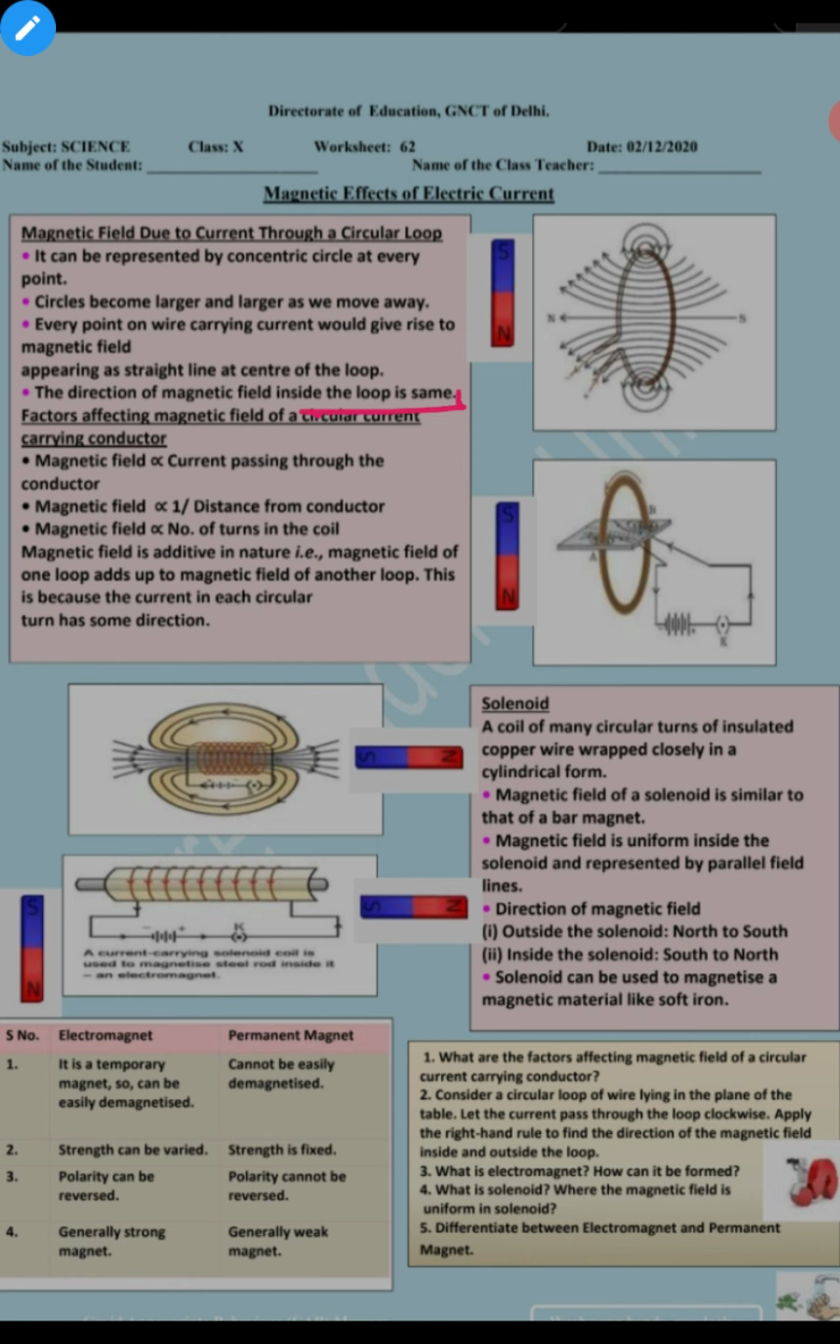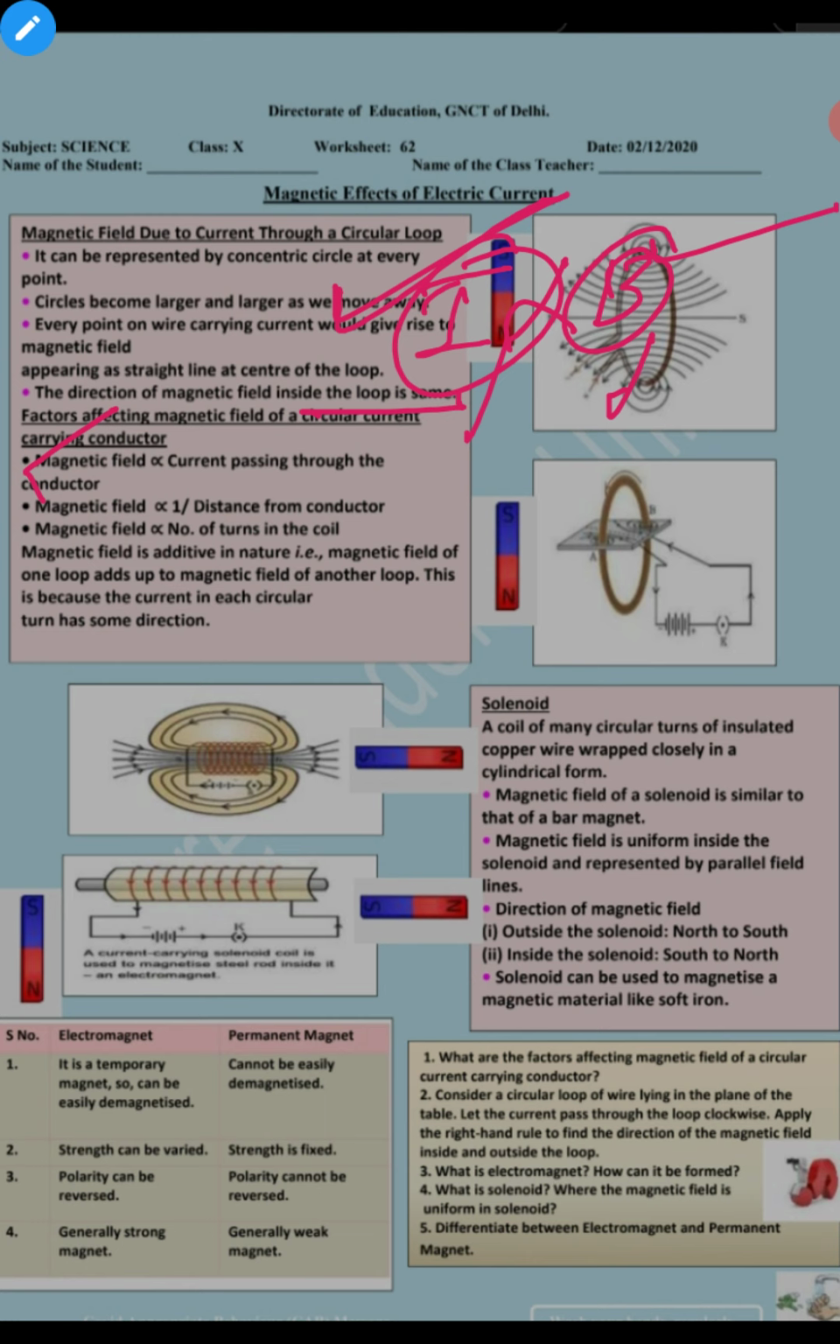Now, factors affecting the magnetic field through a circular current carrying conductor. First, the magnetic field is directly proportional to the current flowing through it. Means if the value of current increases, magnetic field increases. If the value of current decreases, magnetic field decreases.